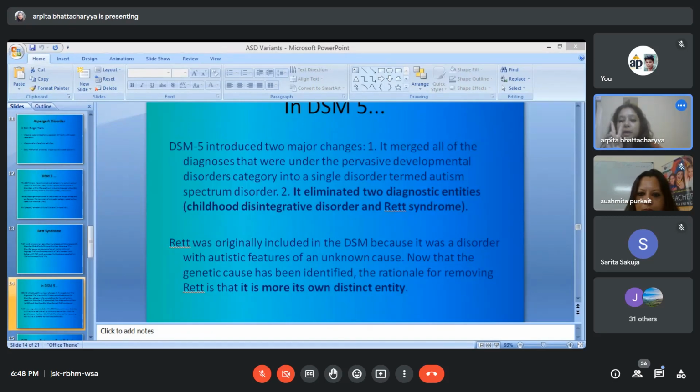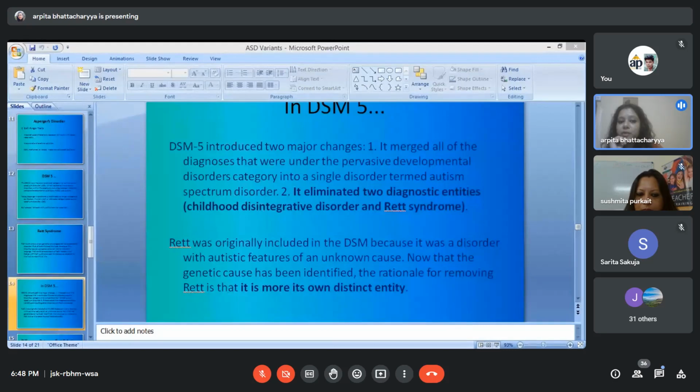So the second elimination: CDD and Rett syndrome are no more diagnostic criteria in DSM-5. So no child will be diagnosed with CDD and Rett anymore, ever. They are all under ASD.